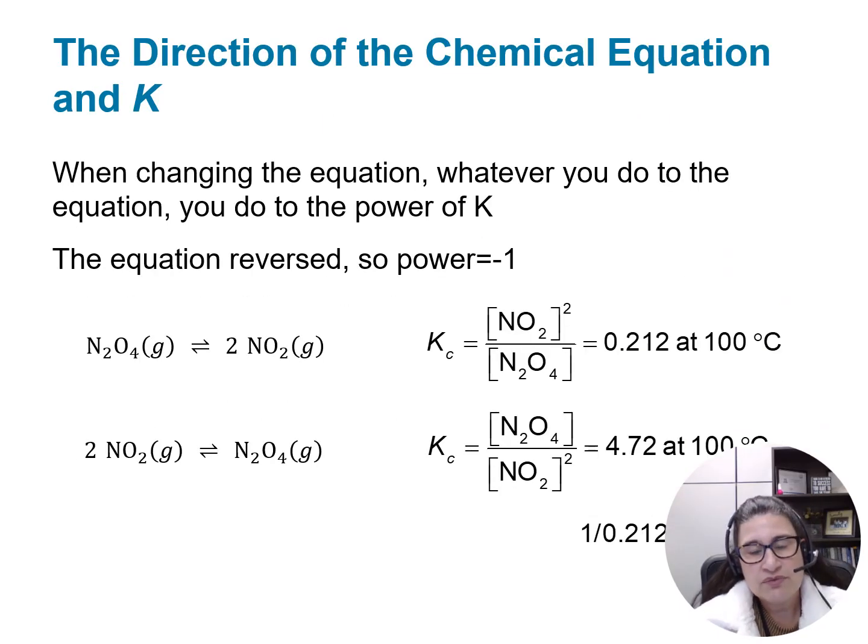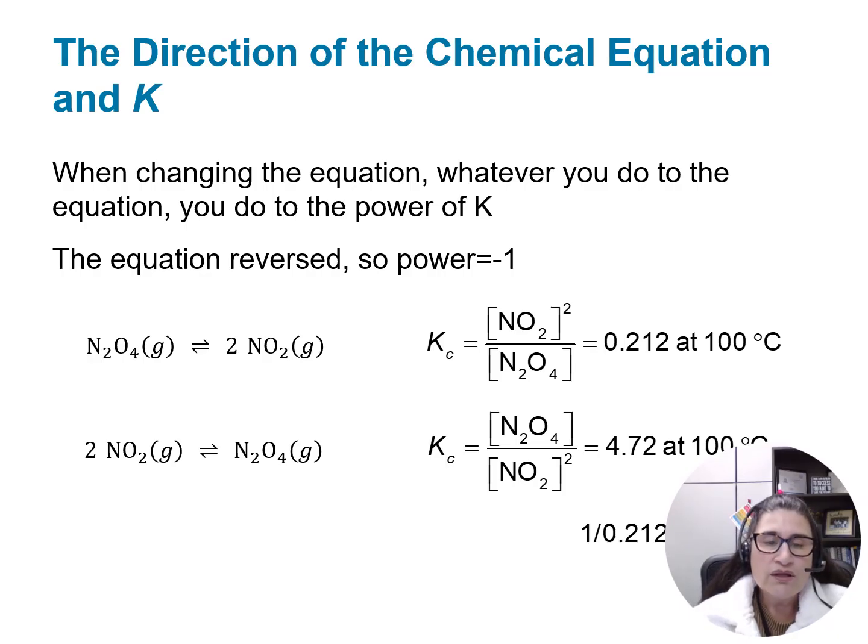All right, sometimes our reaction will change. So if this is my initial reaction and I know what K is for that, the equilibrium constant, what if my equation becomes doubled or reversed or cut in third? What would happen to my K? For this particular reaction, they gave me K, and K is 0.212. And they wrote the expression here, NO2 squared over N2O4.